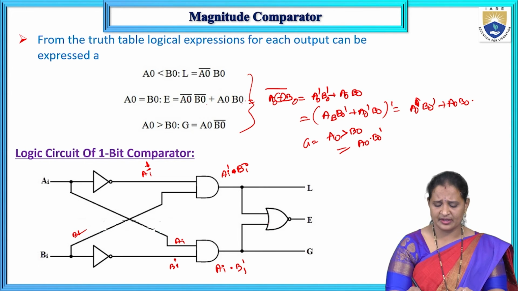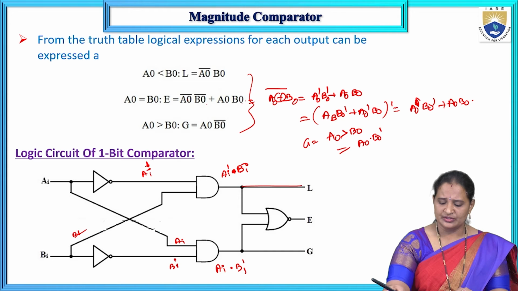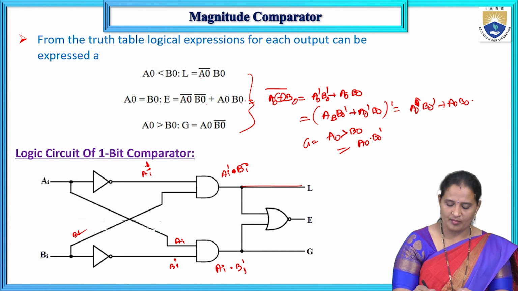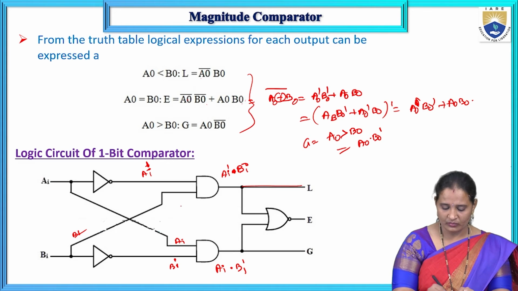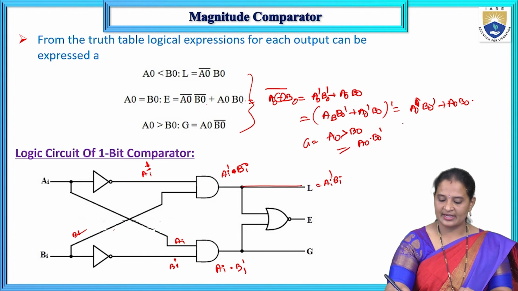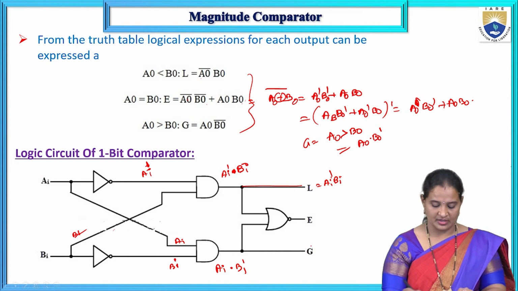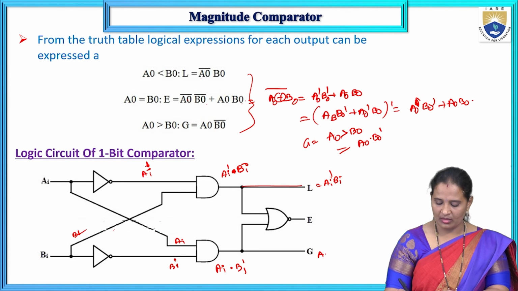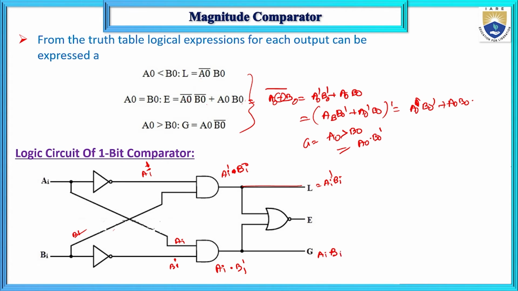So now what is less than? The less than output is A naught complement B naught, that is AI complement into BI. Next, greater than is A naught B naught complement, so that is AI into BI complement. This is greater than.